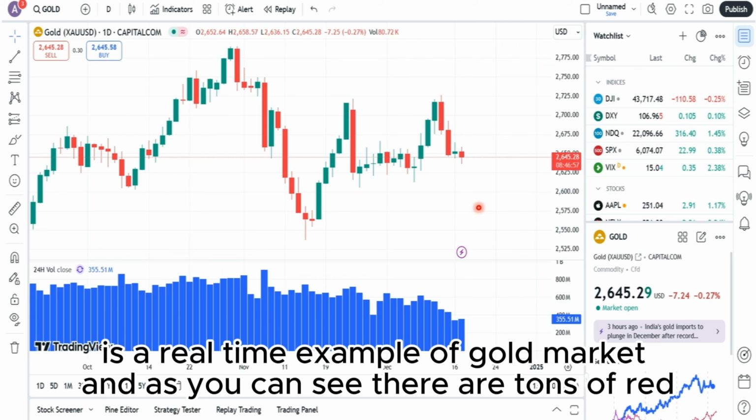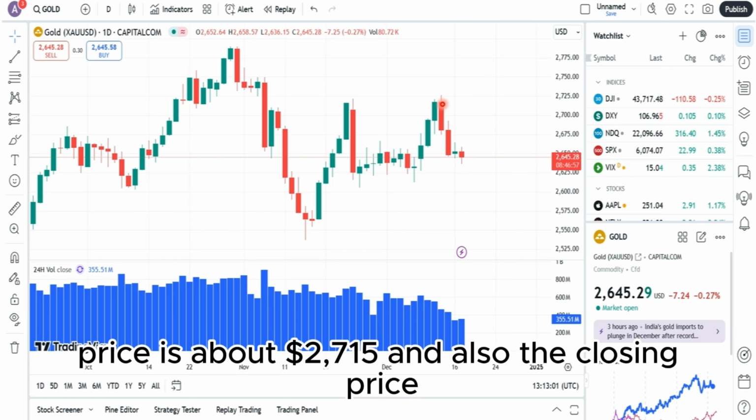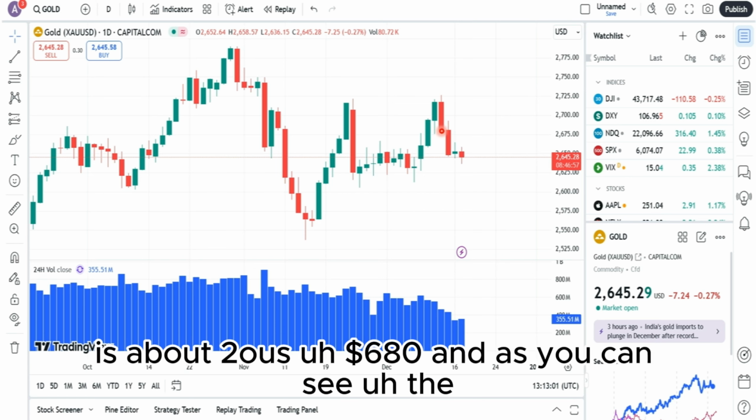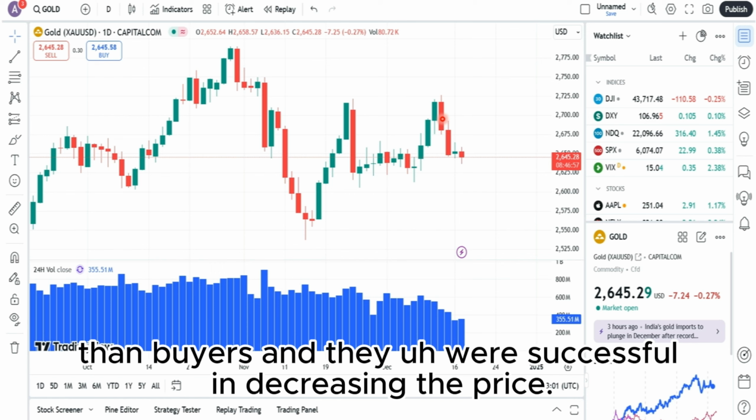This is a real-time example of the gold market, and as you can see, there are tons of red candlesticks and green candlesticks. For example, in this red candlestick, the opening price is about $2,715, and the closing price is about $2,680. As you can see, the closing price is lower than the opening price, and it means that sellers were stronger than buyers, and they were successful in decreasing the price.